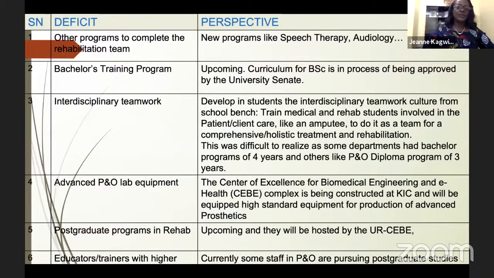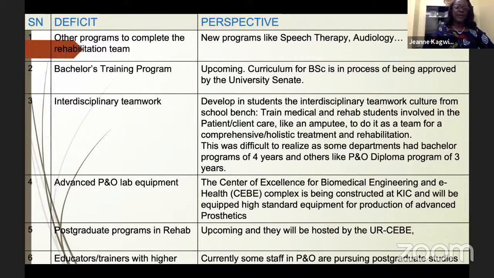We are aiming to reinforce interdisciplinary teamwork from the pre-service. So among the medical students, the rehabilitation students and the community health students, so that from the pre-service, they develop the culture, they understand the importance of interdisciplinary teamwork before they go out there and start using it in their job.